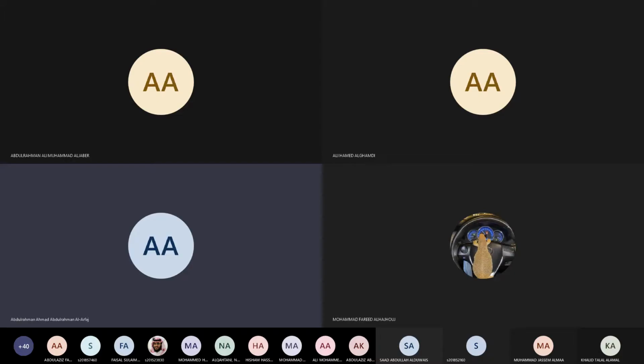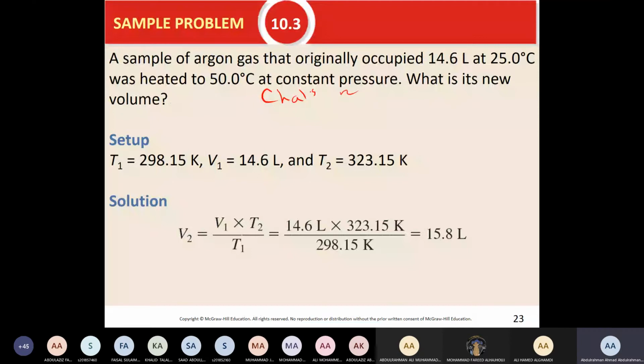Charles, or what's the other name? Gay-Lussac. Gay-Lussac, you must memorize the name. Charles's law or Gay-Lussac's law. What's the law?